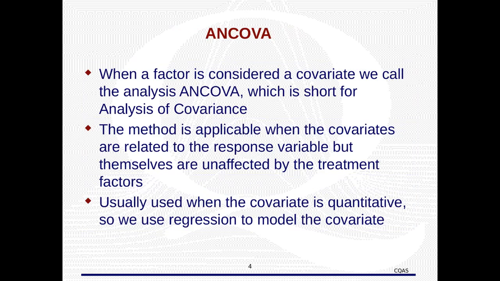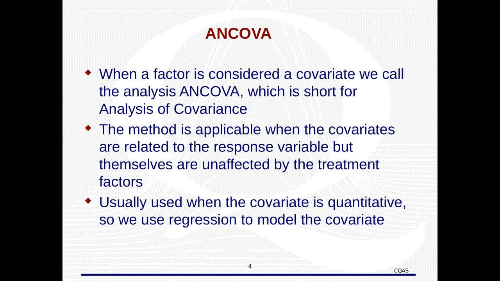Having established how to handle nuisance factors through blocking and randomization, we now turn to a specific analytical technique for managing uncontrollable factors that we can measure. When we identify such a factor as a covariate, we employ analysis of covariance, or ANCOVA. ANCOVA is particularly valuable when we have an uncontrollable factor that influences our response variable but is not itself affected by our treatment assignments. This distinction is crucial. The covariate must be independent of the treatment, otherwise our estimates become biased.